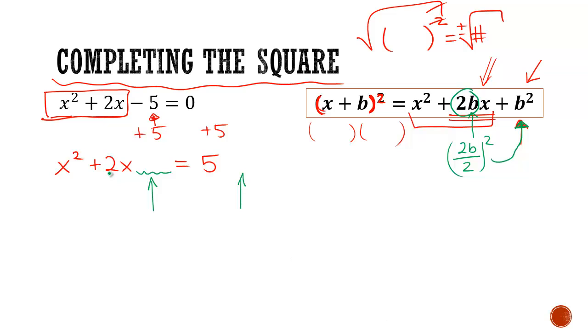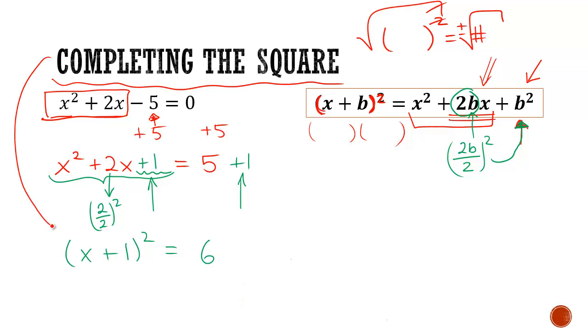So let's do that. Let's take 2, divide it by 2. Well, that's just a 1. You can see b is a 1 here. And you square it, 1 squared. Well, that's just a 1. So I actually just want a 1 here. So now, this is actually my desired perfect square trinomial formula, and it is x plus 1 squared, and this side equals 6. Now that is the essence of completing the square.